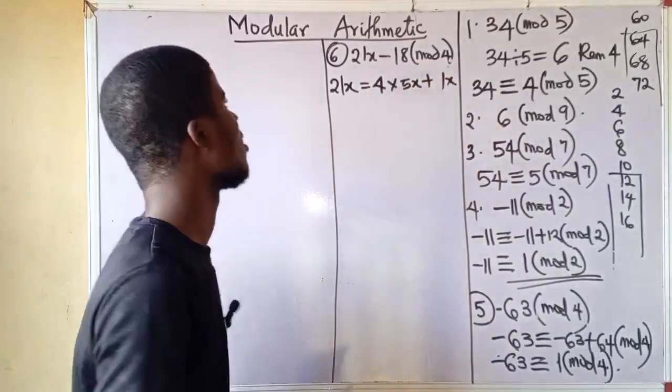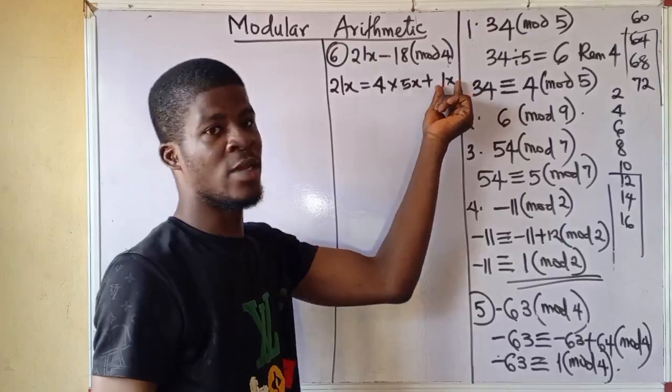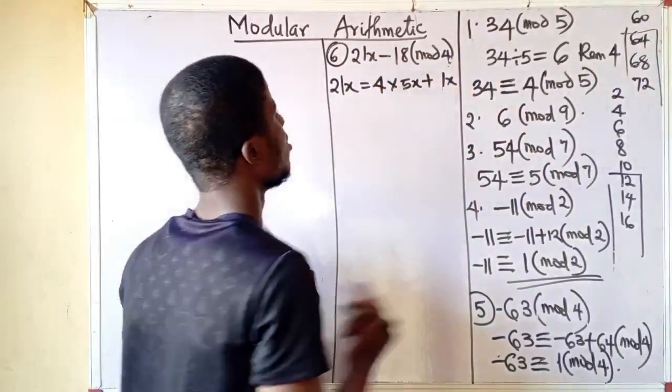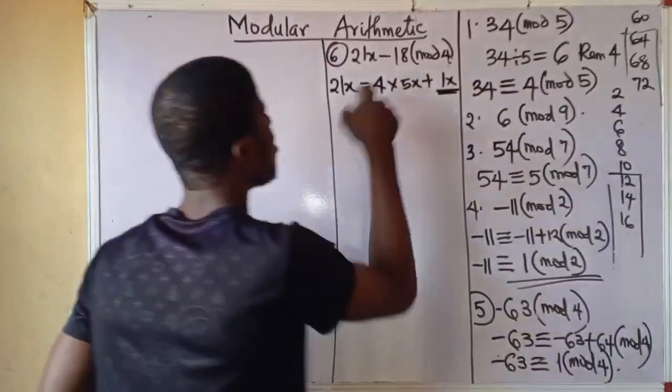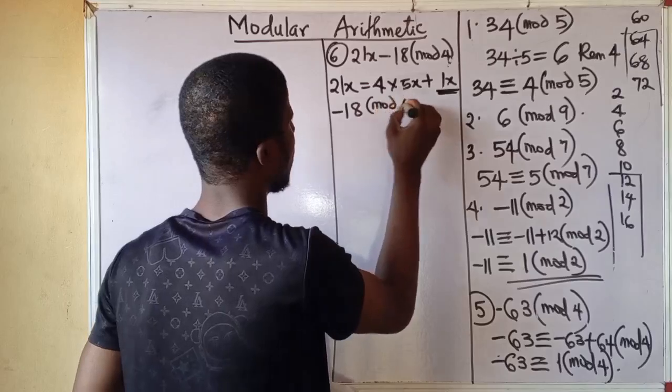It therefore means that 21x modulo 4 is congruent to 1x modulo 4. So I'll be taking this remainder. Take note of it. Now let's come here. Minus 18 modulo 4.